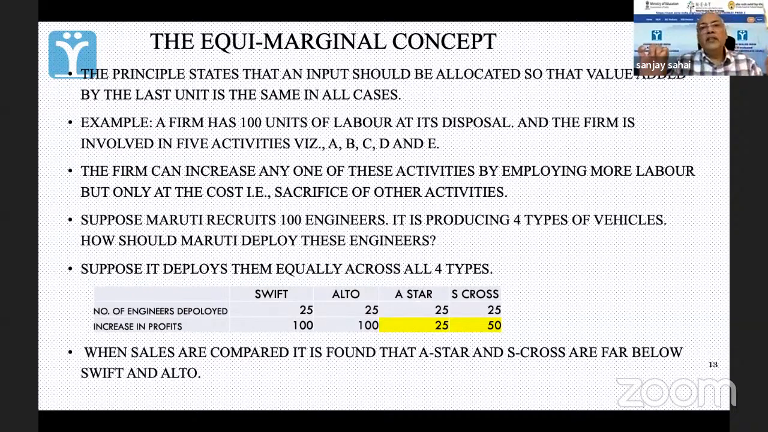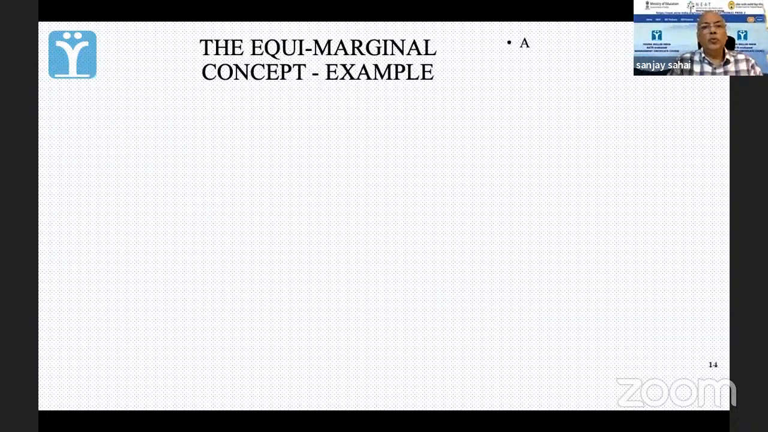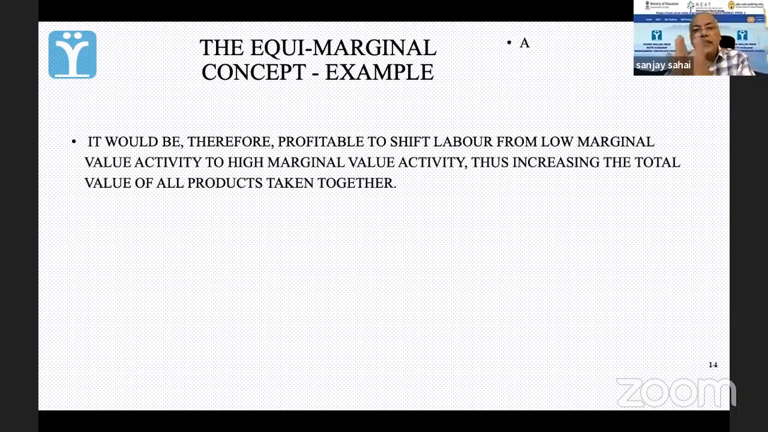If this deployment of engineers equally across all the different categories of cars that he produces, is it correct or not? So what should they do? So ultimately, the thought will be, it would be profitable to shift labor from low marginal value activity, A cross, A star and S cross, to high marginal value activity, thus increasing the total value of all products taken together. Because ultimately what you're interested in is to increase your overall sales.